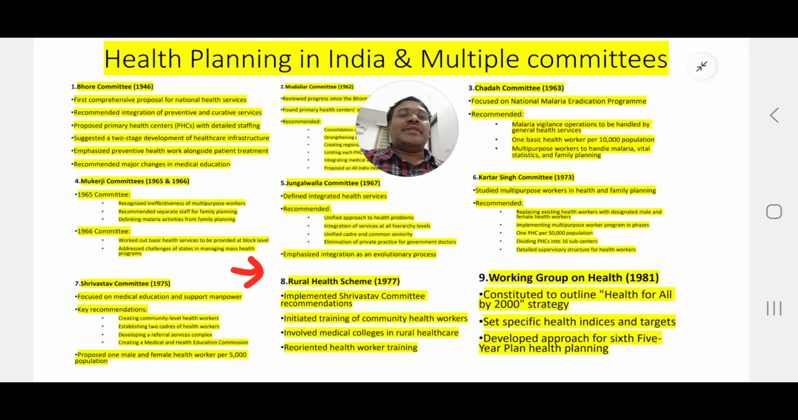Then in 1977, Rural Health Scheme. This was implemented by Srivastav Committee's recommendation, initiated training of community health workers, involved medical colleges in rural health care, and reoriented health worker training.